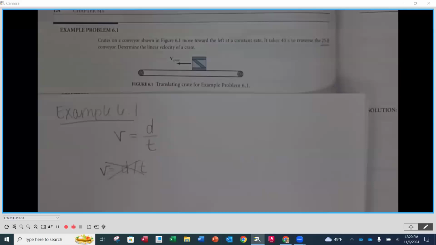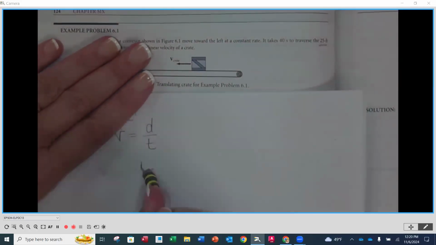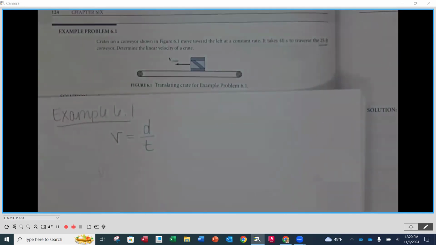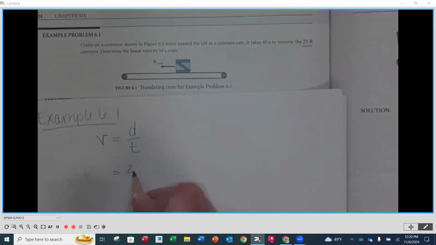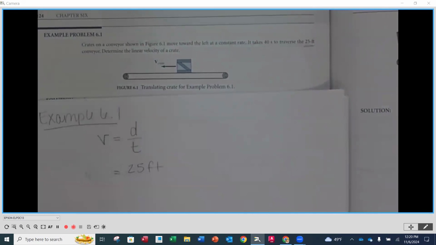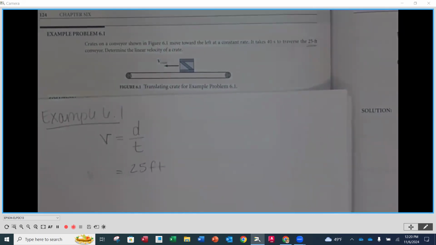All right. So now that I have my equation in variable form, and I'm going to get rid of this. Okay. Now what I'm going to do is add my numbers. So the first thing I'm looking for when you show me your work is, do you have the equation in variable form? All right, so we have it. So then I'm going to add my numbers in here. So distance, as I look at this crate, the distance that it's covering, it tells us it's covering 25 feet. So I'm going to put 25 feet. So the number with the units directly in back of it.